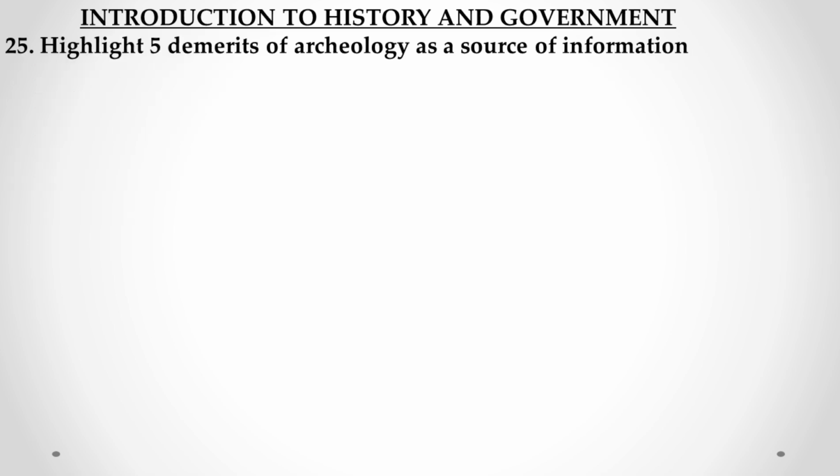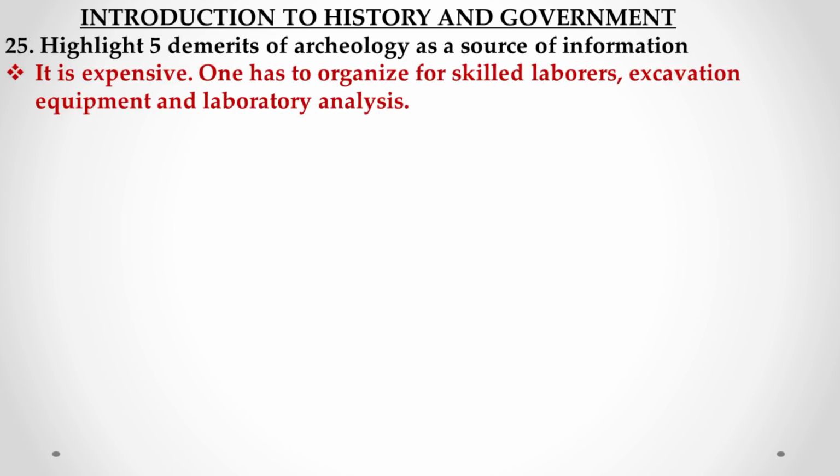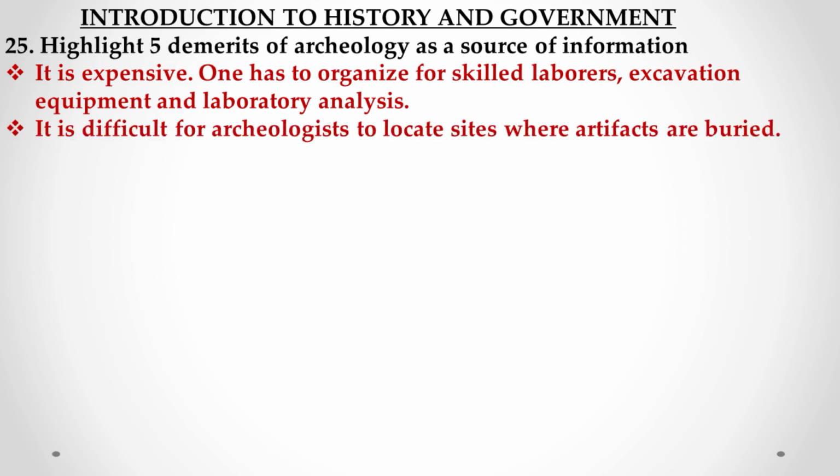Question 25. Highlight 5 demerits of archaeology as a source of information. 1, it is expensive, whereby one has to organize for skilled laborers, excavation, equipment, and laboratory analysis. Another point, it is difficult for archaeologists to locate sites where artifacts are buried.